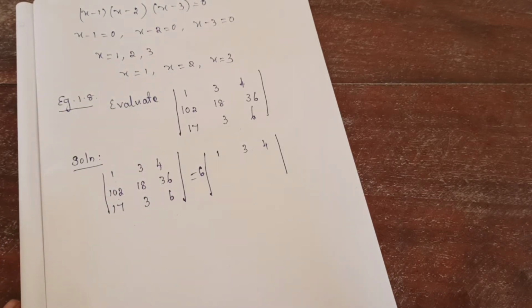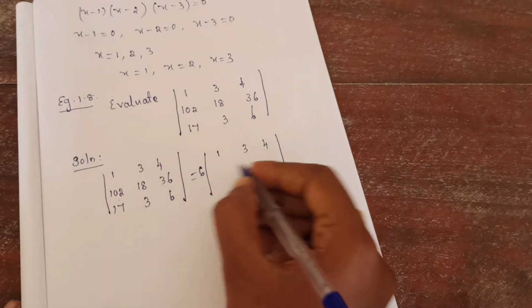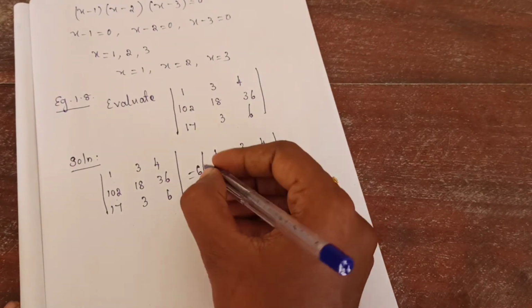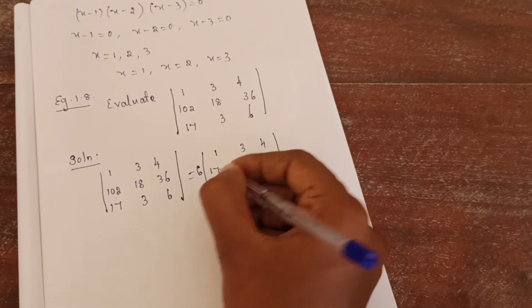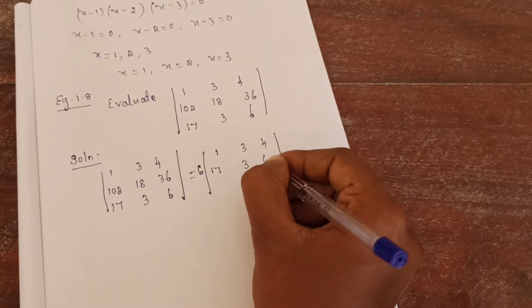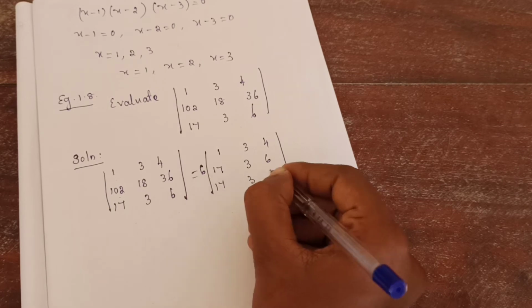That is, if all the elements in a row of a determinant are multiplied by a constant k, here the constant k is 6. So if I take 6 outside, what will happen? What is the balance? 17 you will get. Here it is 3, here it is 6. Again this one, 17, 3, 6.